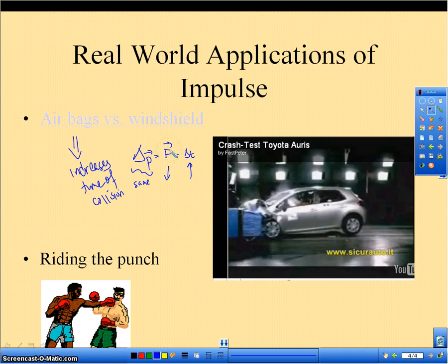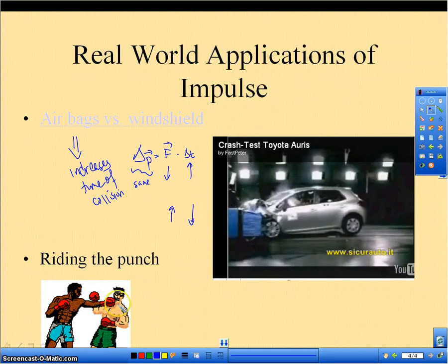And that's how you're able to be saved in a situation, versus if you hit a windshield, the collision happens so quickly that the time number is so low that the force number ends up having to go up to compensate. And so you get a lot more force on your body, and you get a lot more injury. The same thing is true with riding the punch.